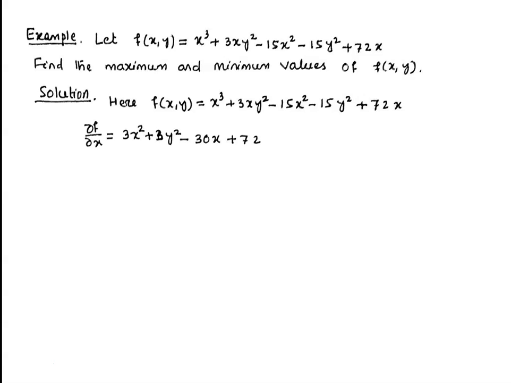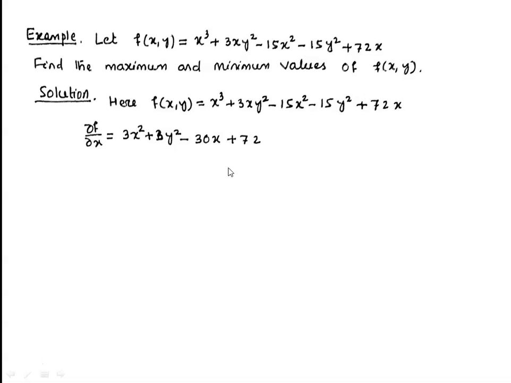Now the partial derivative of this function with respect to x is 3x square plus 3y square minus 30x plus 72, because here we are differentiating the function with respect to x, so y is treated as a constant. From the first term we get 3x square. From the second term we get 3y square. From the third term we get minus 30x. The fourth term is a constant, so the derivative is 0. And from the fifth term we get 72. So we have 3x square plus 3y square minus 30x plus 72.